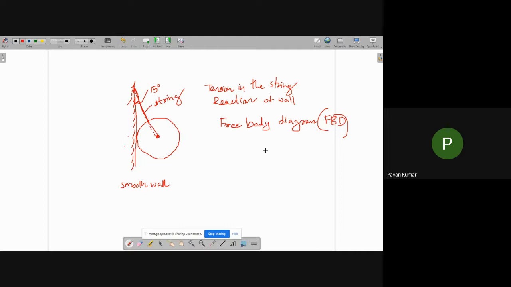To draw the free body diagram, first we will draw the sphere. We are only considering the sphere. Now we are ignoring the string and the wall. Okay, we will draw the sphere. In the free body diagram, I already told you that first we have to find out what are the external forces. So there is a string, so this will be an external force, the tension.